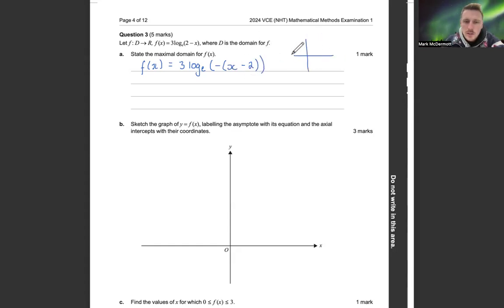We've got a vertical asymptote at +2. It's been shifted to the right. It's got an asymptote there. So does our graph look like this? State the domain for x. But it's been reflected in the y-axis. So it looks like that, maybe. So -∞ to 2.